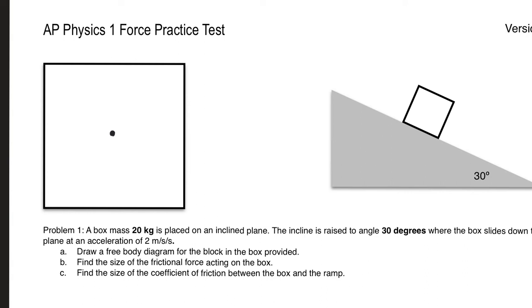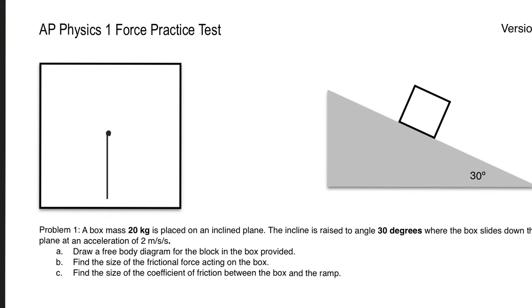All right, but for now, I'll do it. Draw a free body diagram for the block in the box provided. This one is an inclined plane. And although there are things in this practice test we have not yet covered, everything we're going to do here is something I will expect on the test. And every one of these questions, if phrased correctly, is something that you can do on the test. I would start by drawing the weight. Now, we know this is 200 newtons.